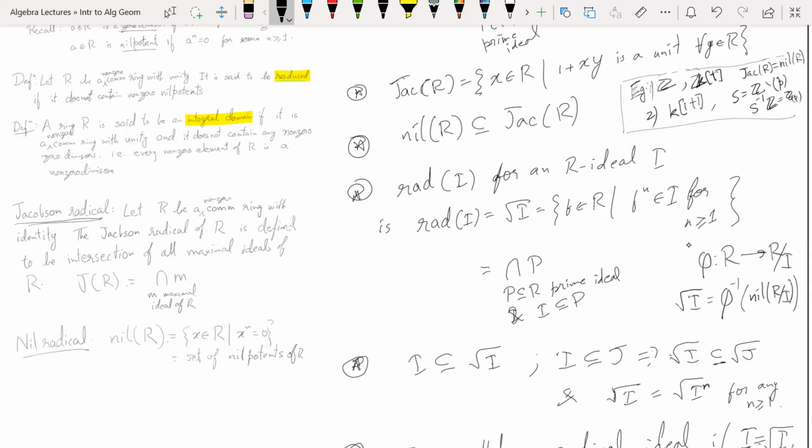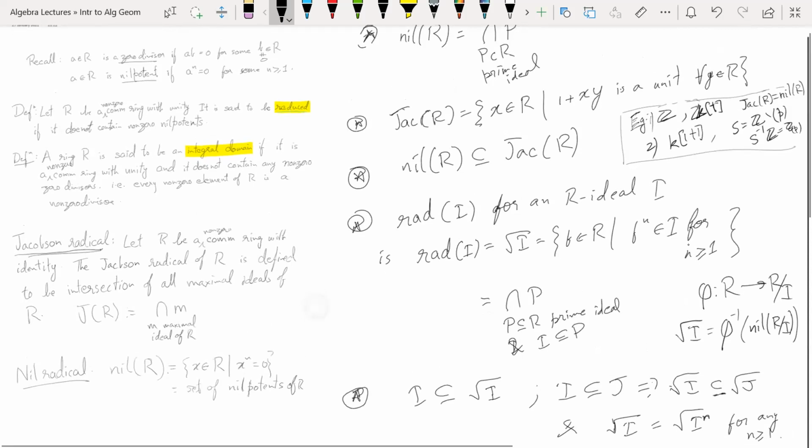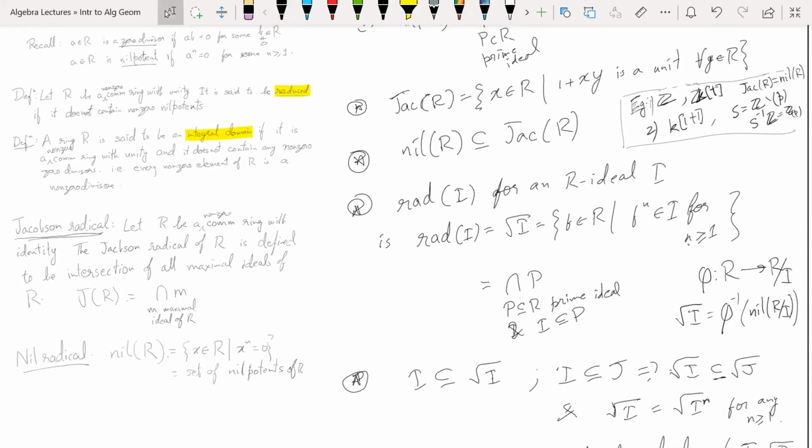And if you think in these terms, then the second description follows from the fact that the nil radical of a ring is the intersection of all prime ideals in that ring. And use the fact that ideals of R mod I are in one-to-one bijection with ideals of R containing I, and this bijection preserves maximal ideals and prime ideals and so on.